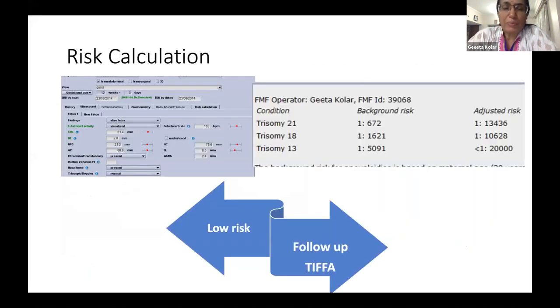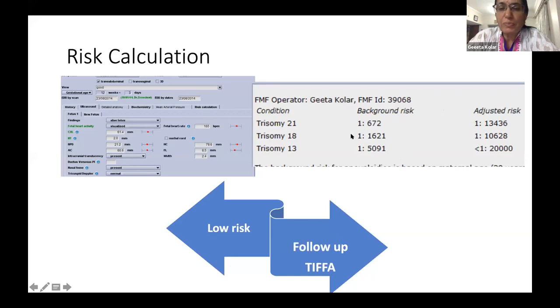So how do we give the report to a mother when we do the NT? We take into consideration the CRL, the NT, the BPD and heart rate, and then give them a risk. In this 28-year-old woman, her background risk is about 1 in 672. Based on the NT of 2, her adjusted risk, that means because the NT is in the normal range, her risk has come down to 1 in 13,436. That means almost 20 times her risk has reduced.